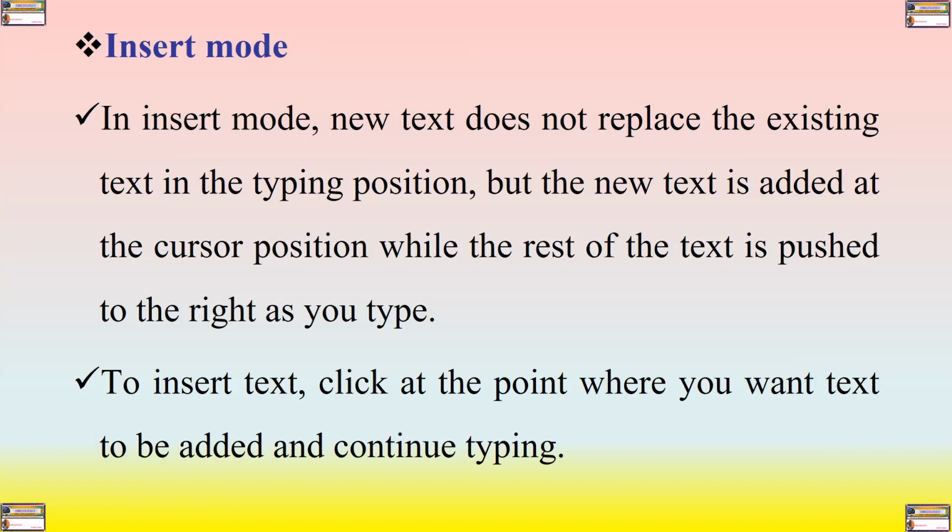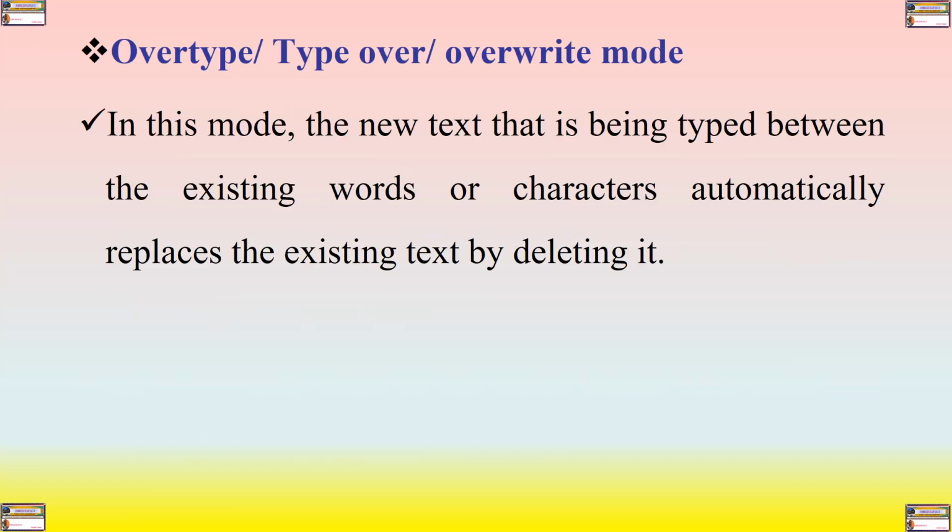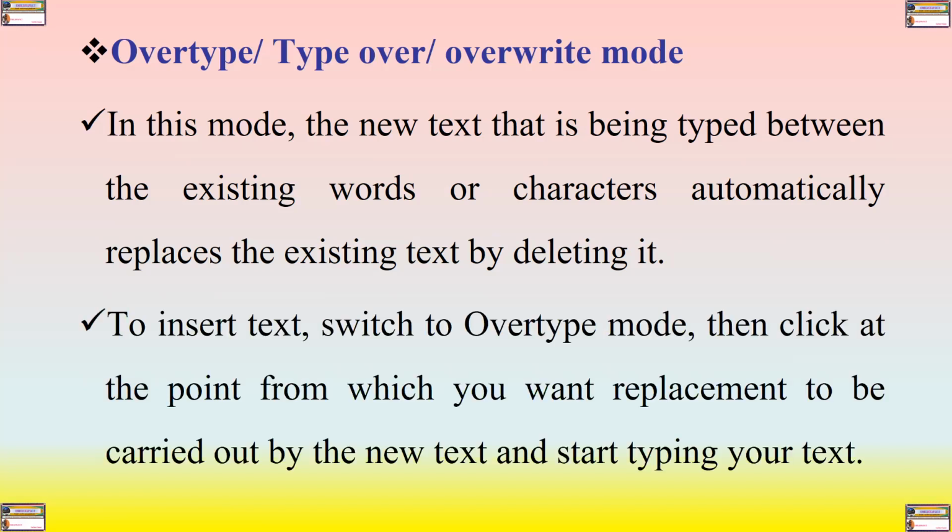In overtype, type over or overwrite mode, the new text that is being typed between the existing characters automatically replaces the existing text by deleting it. So you type new text as the other one gets deleted. To replace text, switch to overtype mode. Then click at the point from which you want replacement to be carried out by the new text and start typing your text.